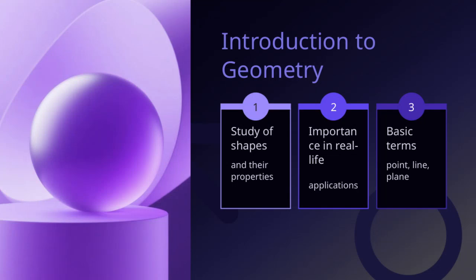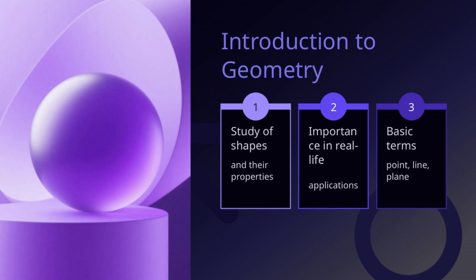Let's begin by exploring some of the basic building blocks of geometry: points, lines, and planes. These are the fundamental concepts that help us understand the shapes and spaces around us. A point represents a specific location in space, while a line is a collection of points extending infinitely in both directions. A plane is a flat surface that extends endlessly in all directions. Understanding these basic terms is crucial because they form the foundation for more complex geometric concepts. They also have many practical applications in fields like architecture, engineering, and computer graphics.